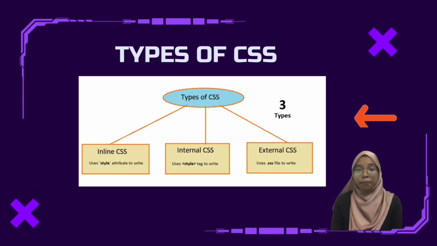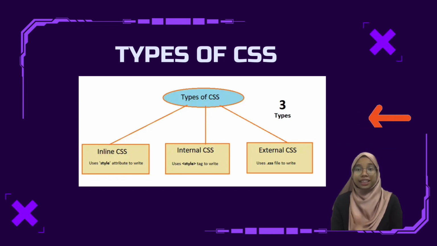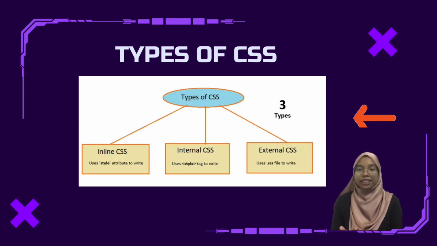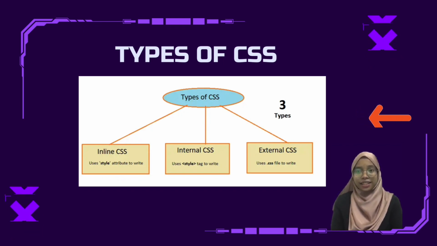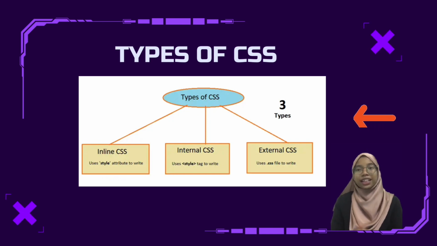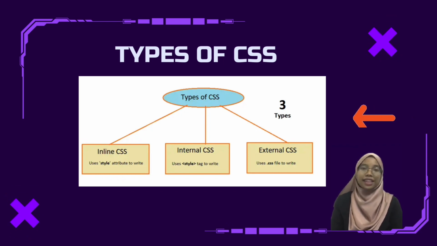Alright, the last part is types of CSS. There are 3 types of CSS, which are inline style sheet CSS, internal style sheet CSS, or we call it embedded CSS, and the last is external style sheet CSS. Inline style sheet CSS uses the style attribute inside HTML elements, while the internal style sheet uses the style element in the head section. And the last is the external style sheet, which uses a link element to link to the external CSS file.